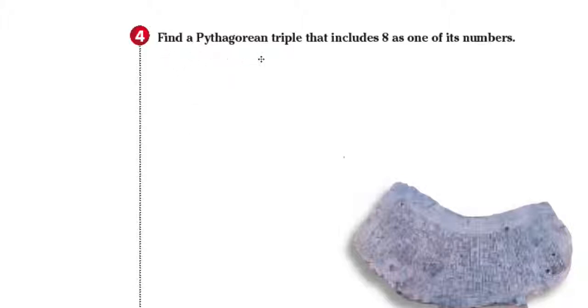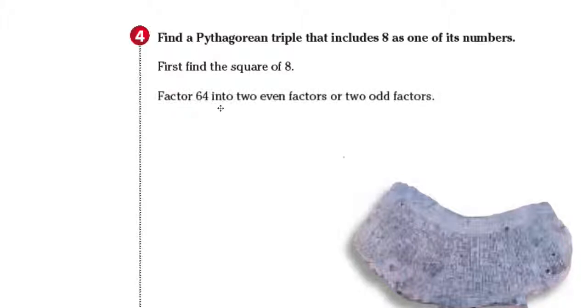Find the Pythagorean triple that includes 8 as one of its numbers. So first things first, let's do this step by step. First, find the square of 8. We know that the square of 8 is 64. Factor 64 into 2 even factors or 2 odd factors. So let's do 2 even factors. 64 is equal to 2 times 32.